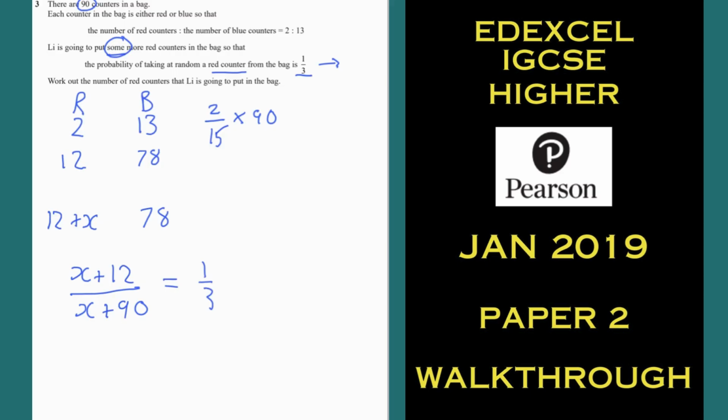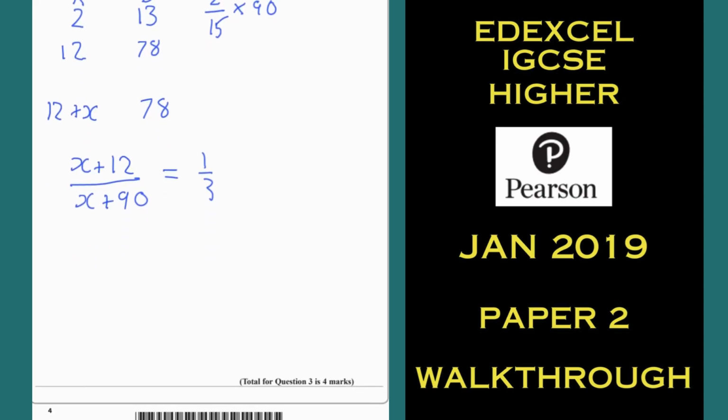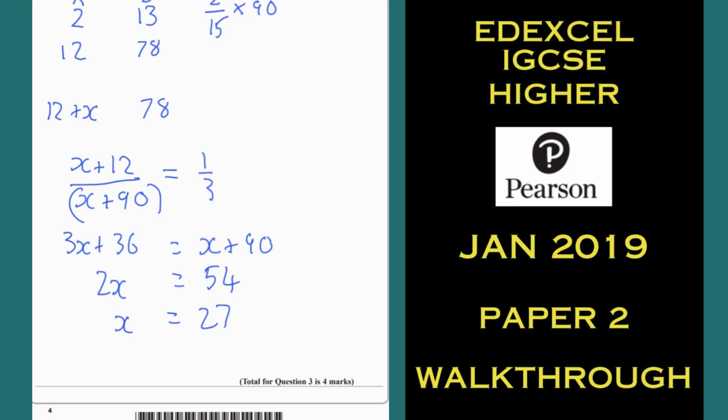So although it started off wordy, ratio and fractions, it's actually an algebra question. It's setting up and solving. So let's times both sides by 3. And then multiply both sides by x plus 90. We're only timesing by 1, so who cares? Subtract an x from both sides, whilst subtracting 36 from both sides. And there we go. We've got our value for x.